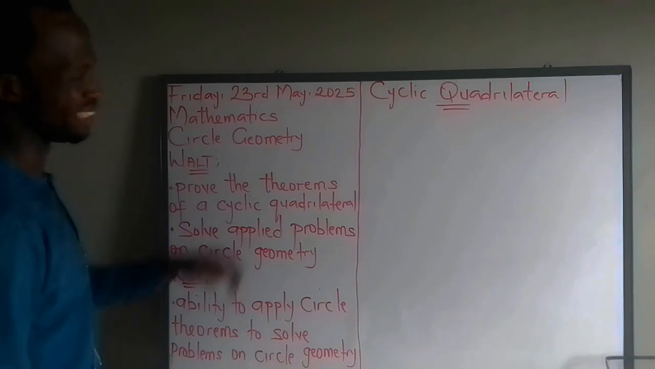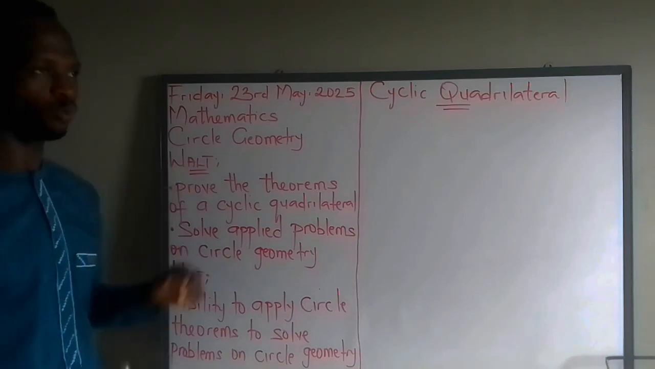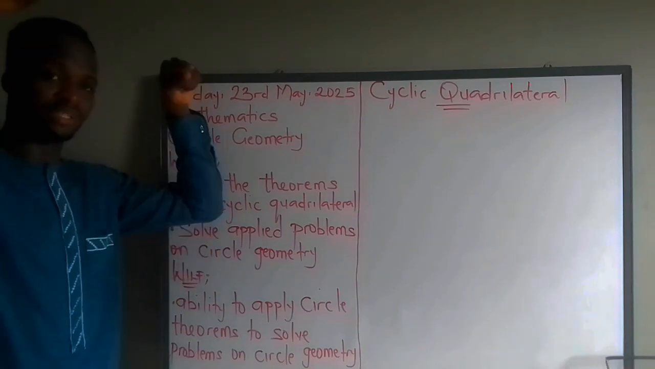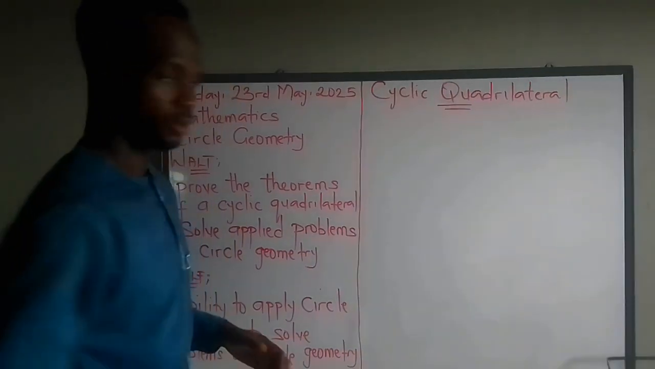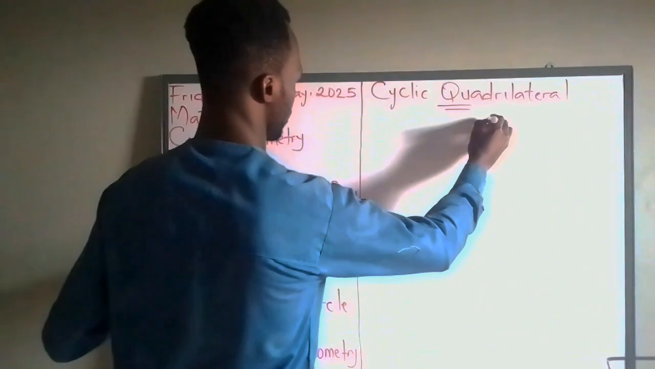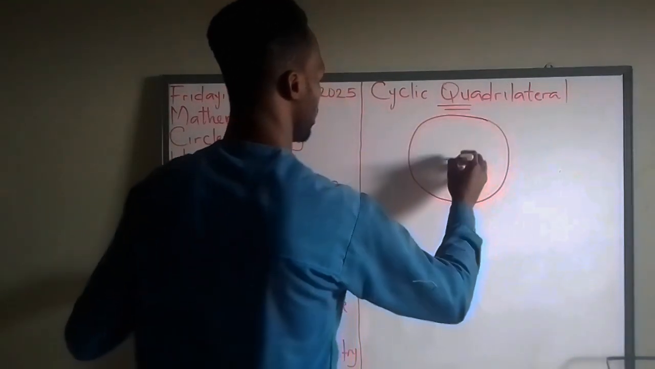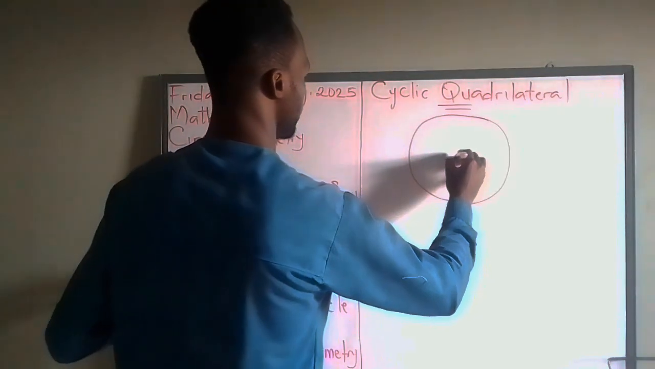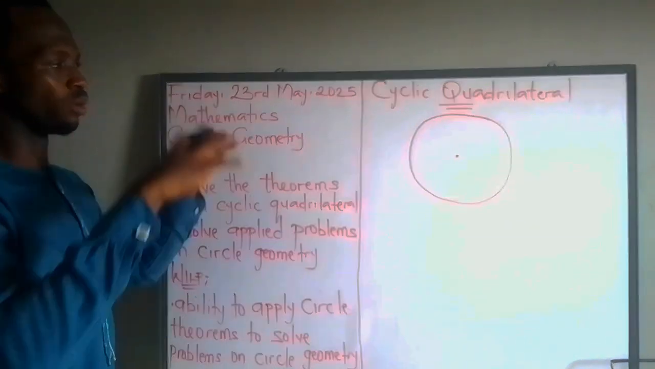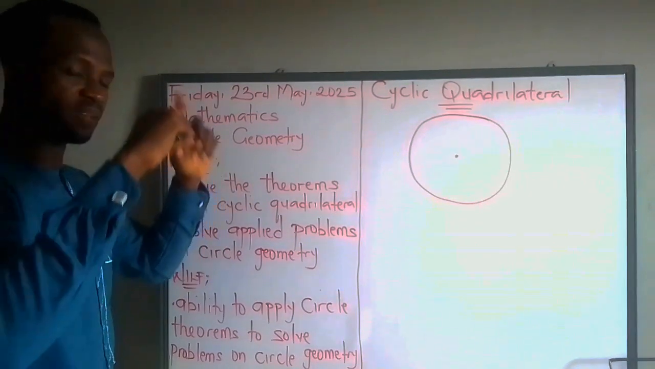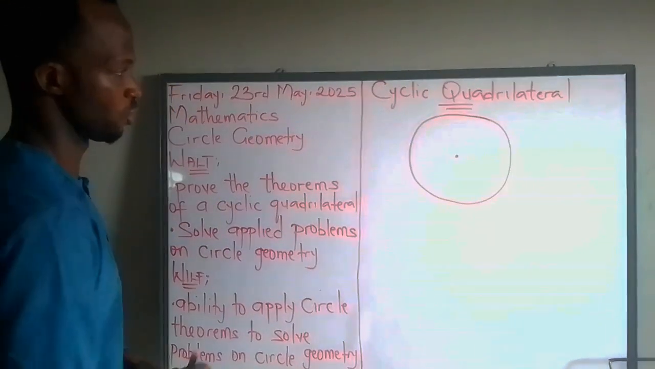So then, what is a cyclic quadrilateral? A cyclic quadrilateral is a quadrilateral whose vertices touch the circumference of a circle. So the first thing we do is to draw a circle, with a center. Don't forget I mentioned that a cyclic quadrilateral simply is a quadrilateral whose vertices are found touching the circumference of the circle.